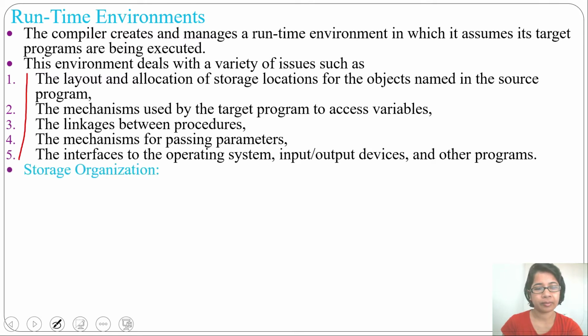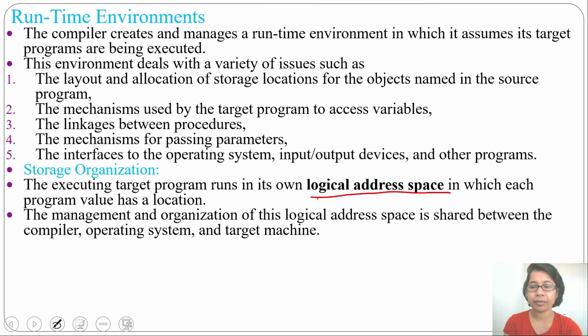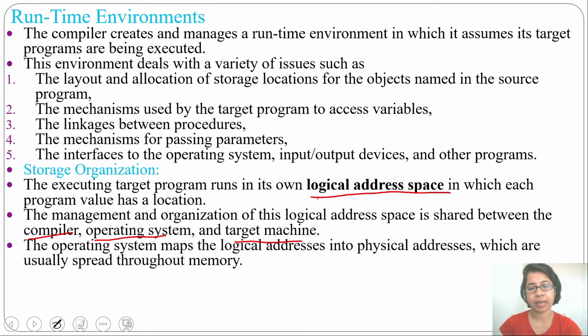Next, storage location. You will study details about storage location in operating systems. The executing target program runs in its own logical address space in which each program value has a location. There are two types of address space. One is logical address space and another is physical address space. The real address location is the physical address space. Like you can see C drive, D drive, drive partitions, folders, files, these are the logical address space. The information of this logical address space is shared between the compiler, operating system and the target machine. The operating system is the one who converts logical address space into physical address space.